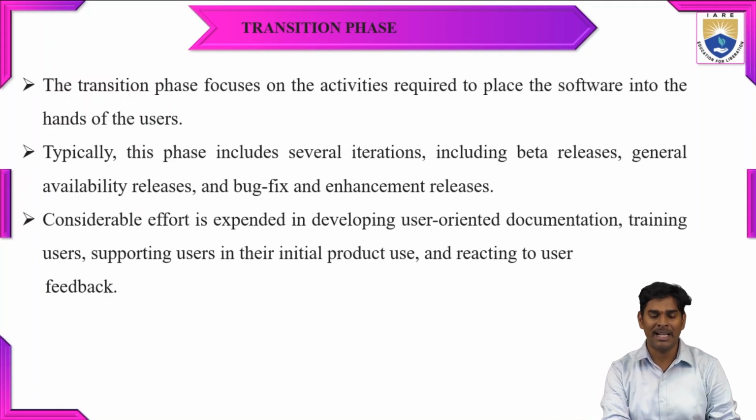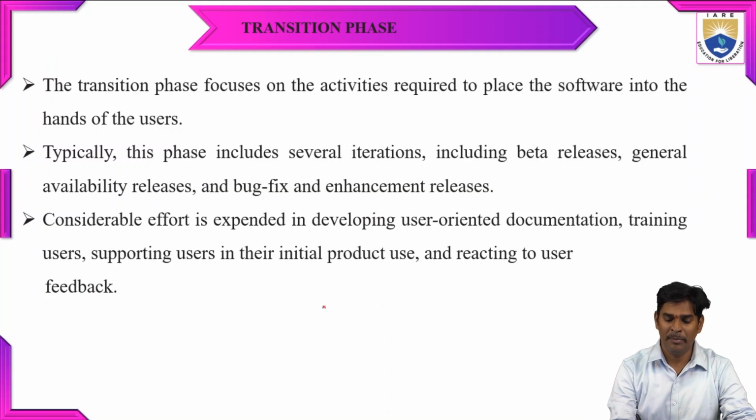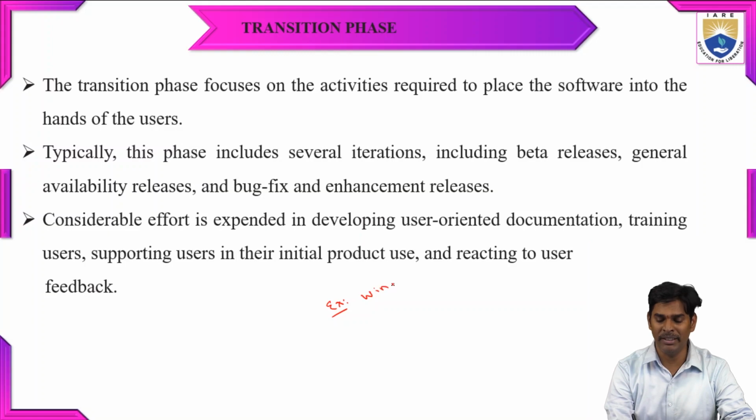And next, the transition phase focuses on the activities required to place the software into the hands of the users. So they need to check what the main activity of the software is and how it will be useful to the users. And also here they can have several iterations. It means when they are releasing the software, they need to check the different types of releases. Best example, okay, Windows XP.